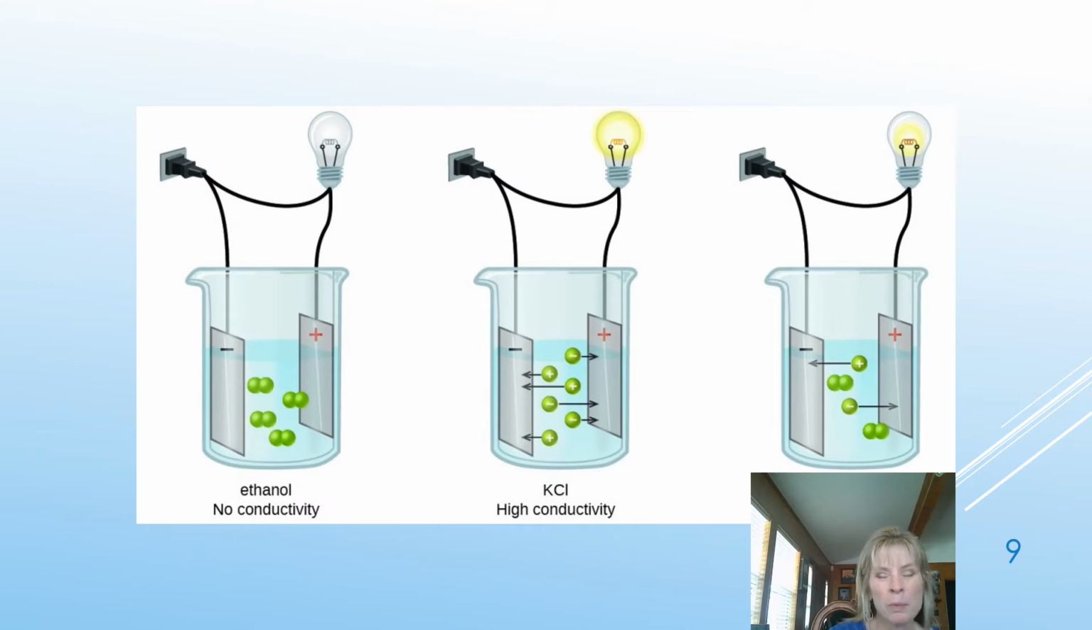Here we have something that would be a weak electrolyte, so something like acetic acid, and I give you guys that example because it's a good example. Acetic acid, while it's an electrolyte, will break apart in water. It won't break apart very much. Only very few hydrogen ions will break apart from the acetate ion in acetic acid, so it forms a weak electrolyte.